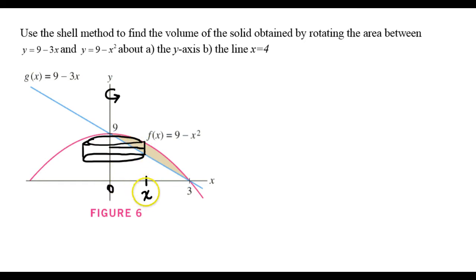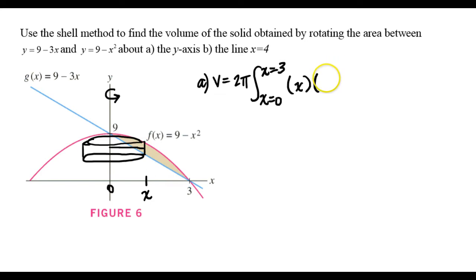So my radius is going to be x minus 0. And my height is going to be found by doing top minus bottom. So in this case, f of x is on top and g of x is on the bottom. So let's go ahead and set up our integral for a. We have 2 pi times the integral from x equals 0 to x equals 3. And our radius is right minus left, so x minus 0, which is just x. And our height is top minus bottom of the region, so it's 9 minus x squared minus, and the bottom function is 9 minus 3x.